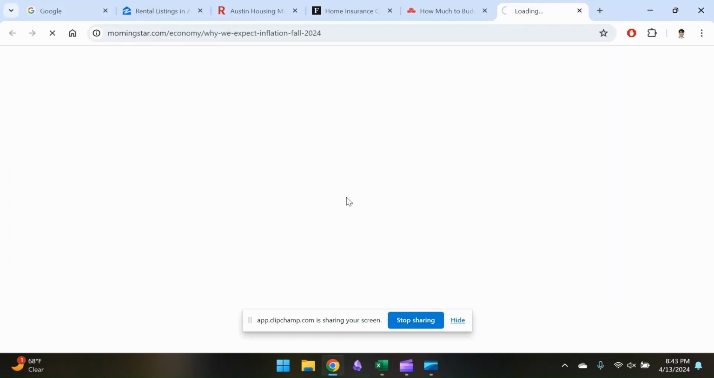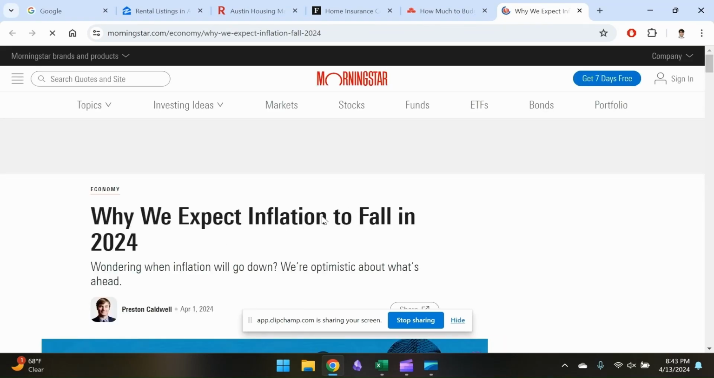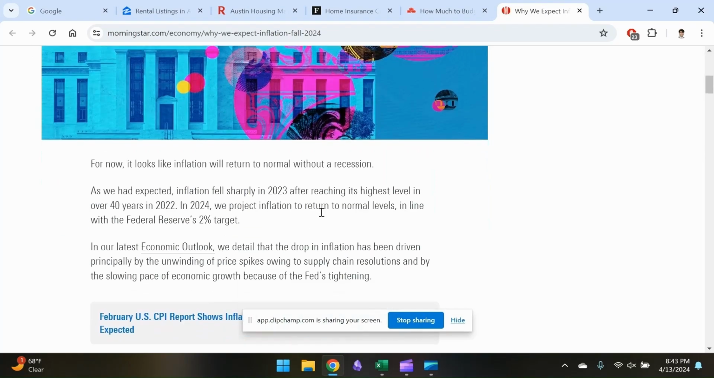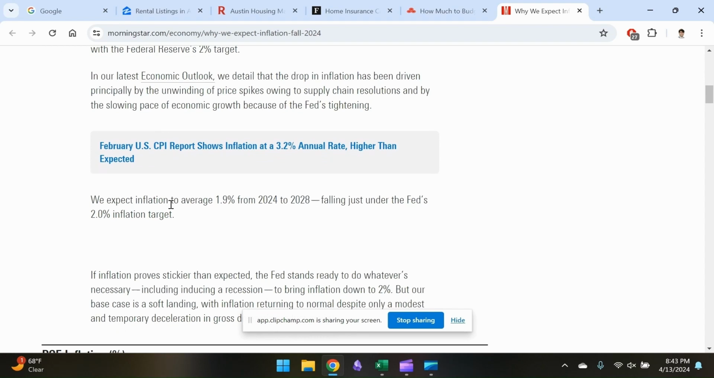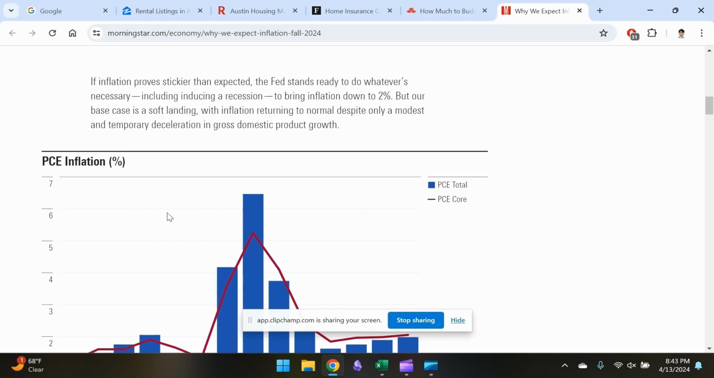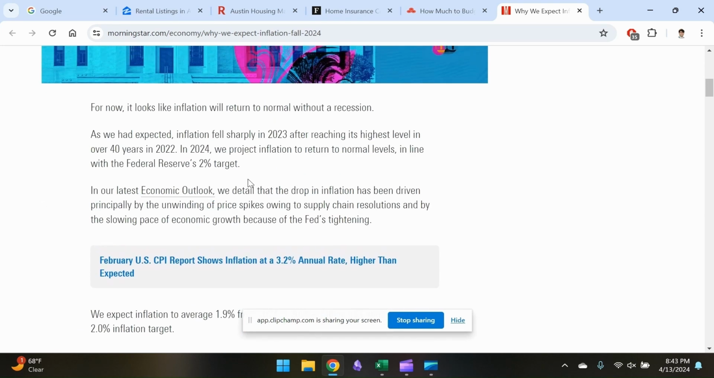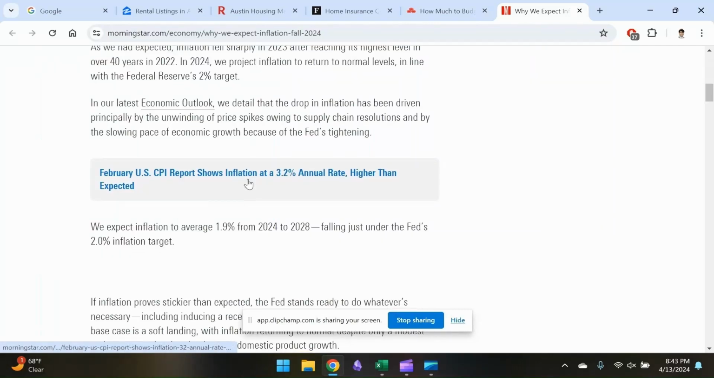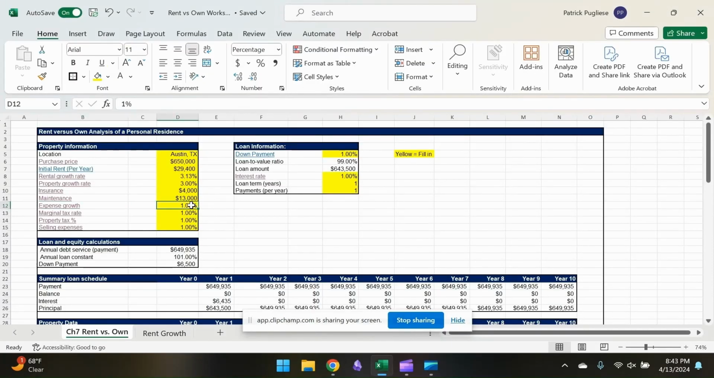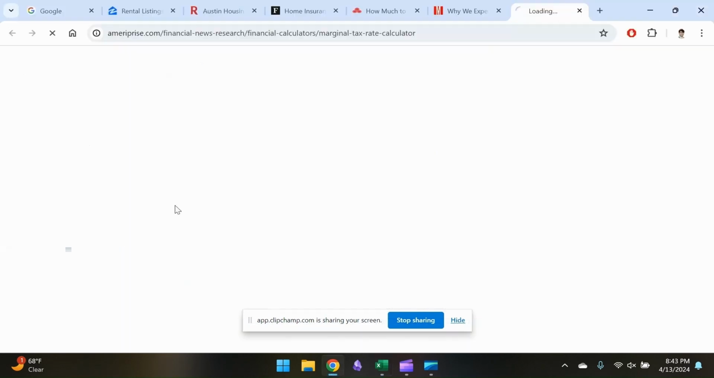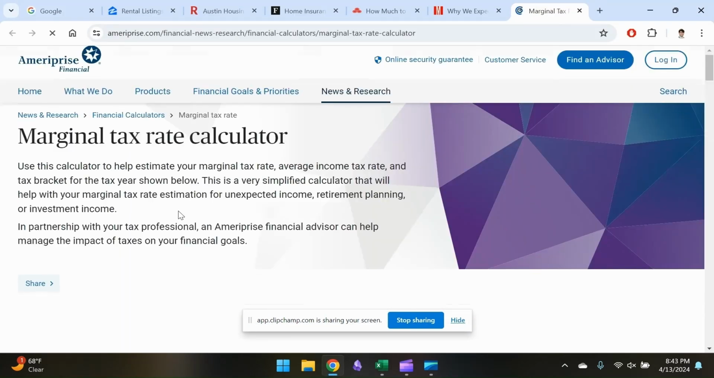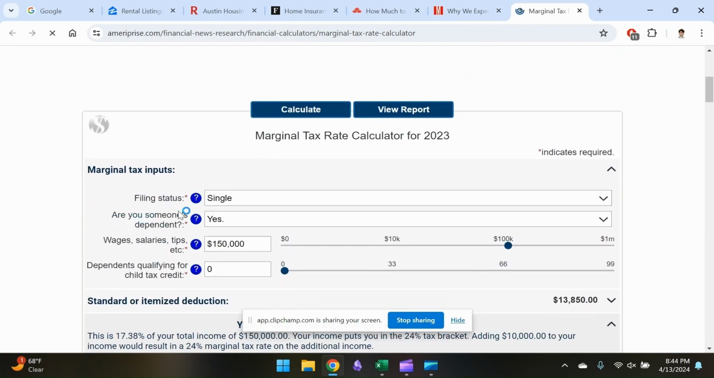And the expense growth is just going to be equal to inflation. And we can see what people are saying about inflation here. So they say it's 1.9%, falling under 2% inflation target. You can include about 2%. Right now, we're closer to 2.5%, 3%. So we'll call it 2.25% for inflation.